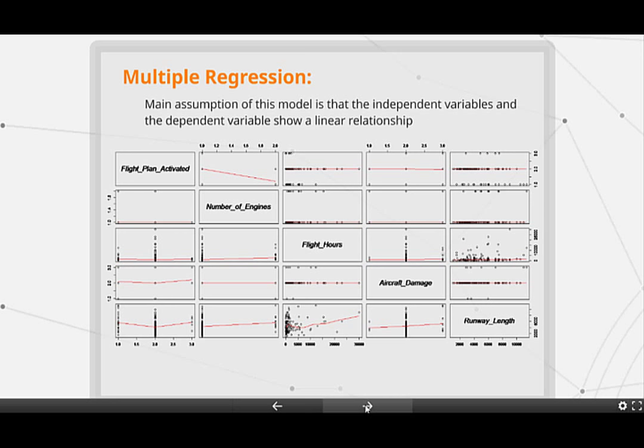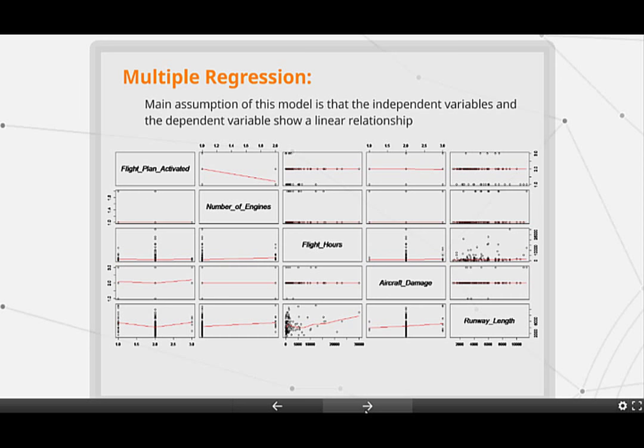The main assumption of this model is that the target and predicted variables show a linear relationship. By using the pairs function, the linearity of the variables is plotted as can be seen in the figure. The variables such as number of engines, flight hours, and aircraft damage have a linear relationship.